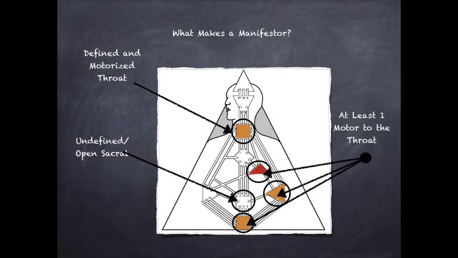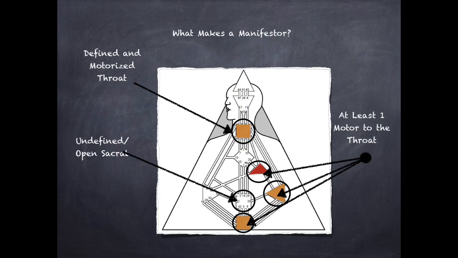So now that we know a little bit more about motors, let's have a look at what makes a manifestor a manifestor. The first thing you may notice is the manifestor will always have a white square at the bottom, or what's called an open sacral. And the other thing a manifestor has to have is a motor to the throat. And it doesn't really matter which motor gets to the throat, as long as one of them gets to the throat. So if someone has an open sacral and a motor to the throat, then that means they're a manifestor.